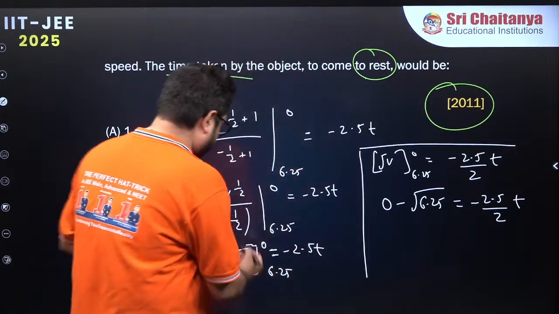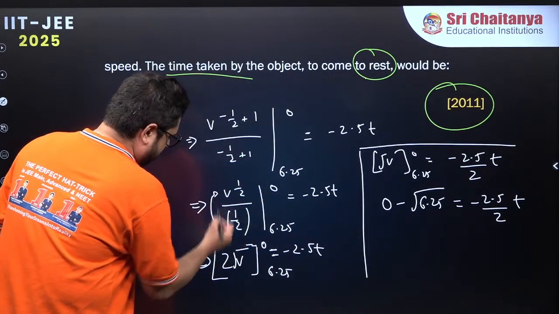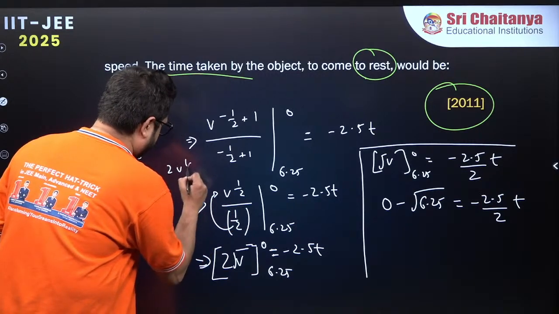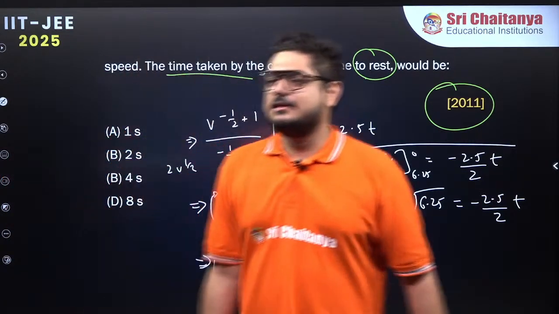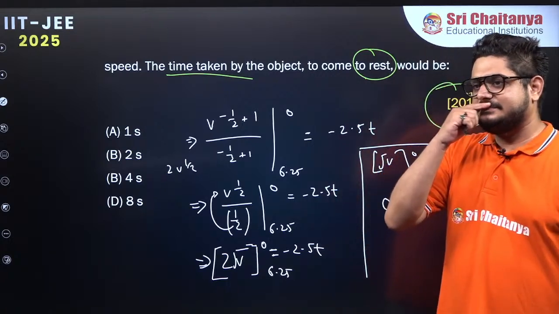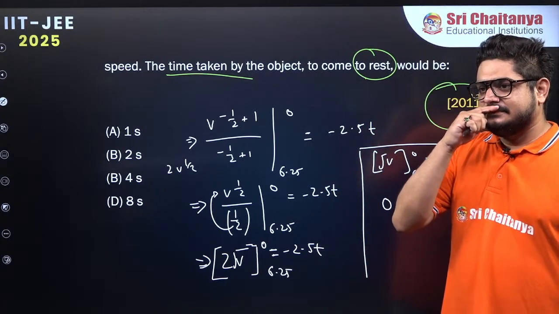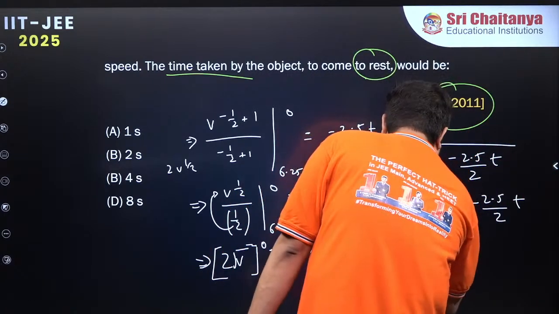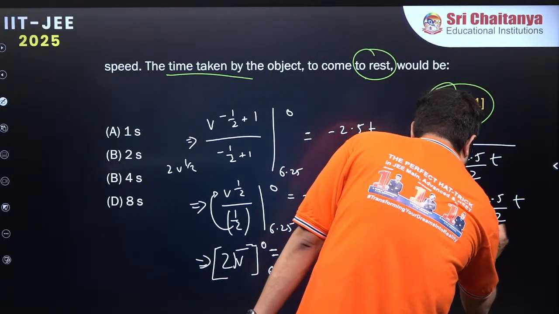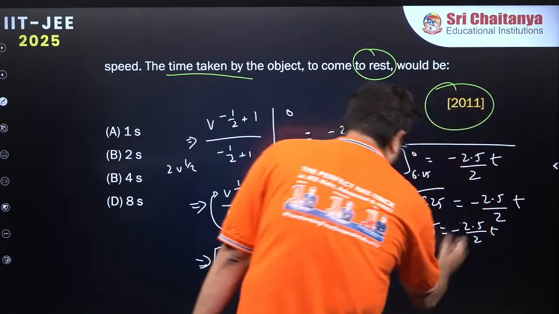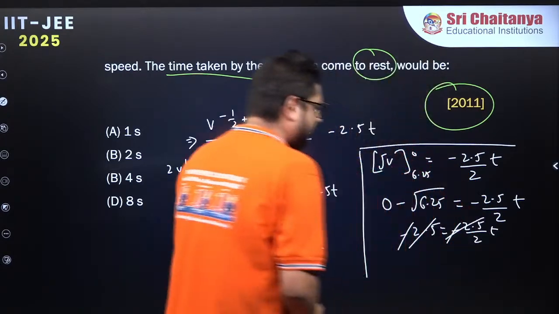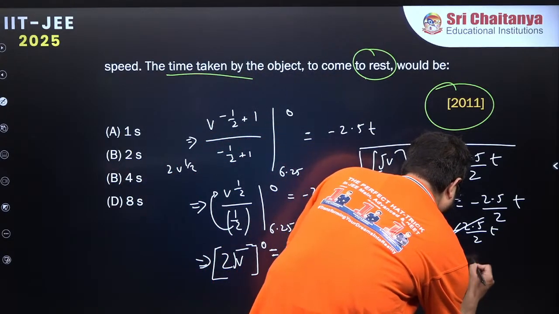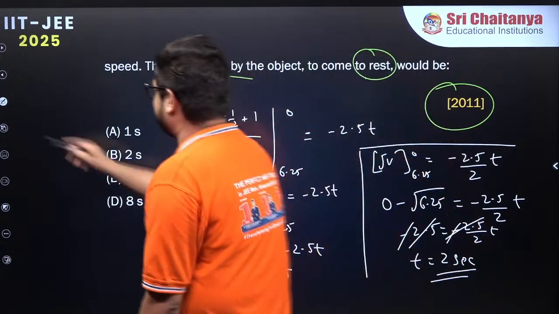This half will go up. This was half, 2 will be going over there. It's becoming 2 into v to the power half. So it's going to become 2 root v, isn't it? Okay, fine. So it is 2.5. So I will be getting minus 2.5 is equal to minus 2.5 by 2 into t. Minus minus cancels out. 2.5 cancels out. So what I will be getting? t is 2 seconds. So which option do you think it's going to be?